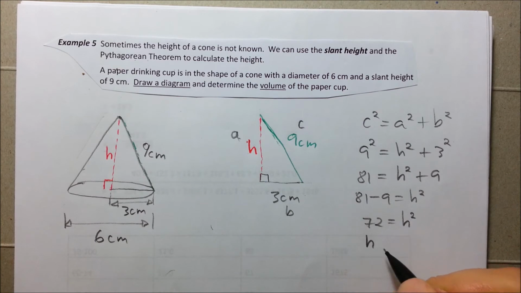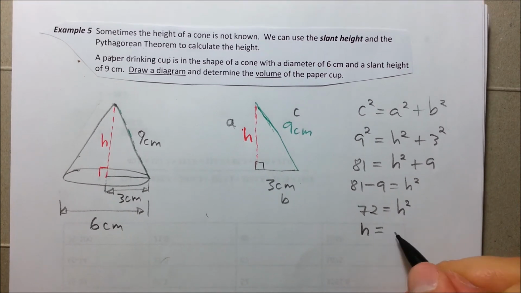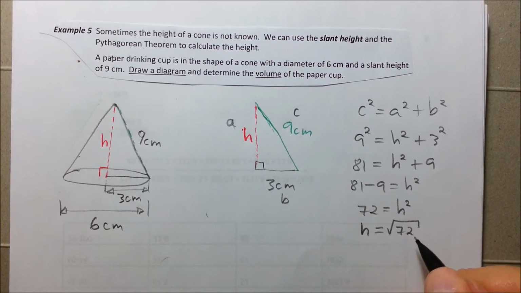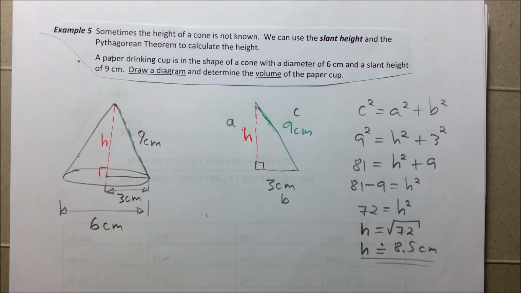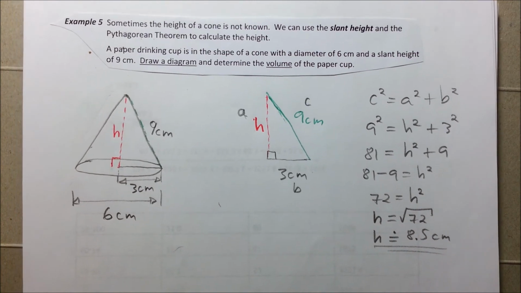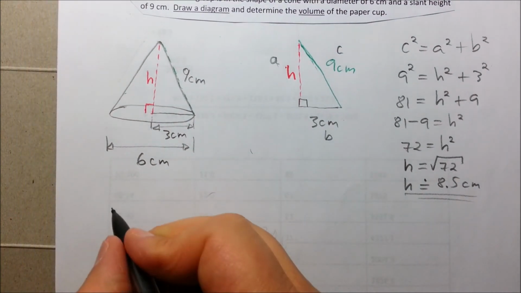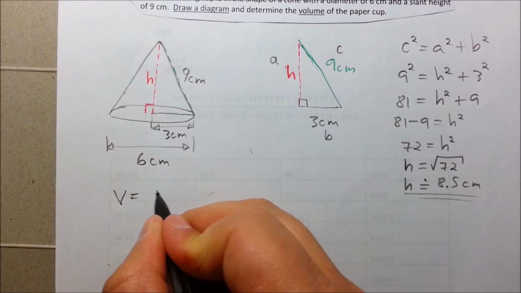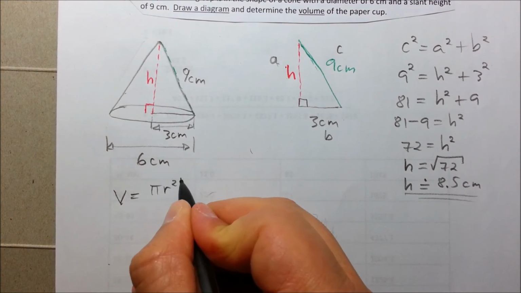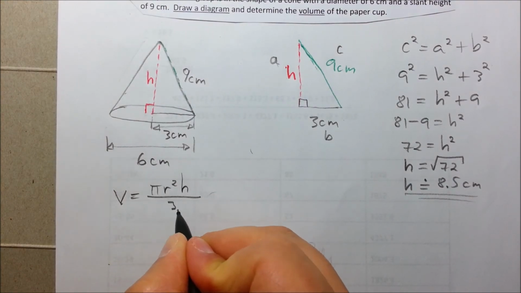And now all we have to do is find out what's the square root of 72. You put it in your calculator, and I'm going to round it off to 1 decimal place. I'm getting 8.5 centimeters. Okay, so now we know the height. It's 8.5 centimeters. And with this information, we can find out the volume of the cone. Now, what's the formula for the volume of the cone? It's equal to pi r squared times height divided by 3.